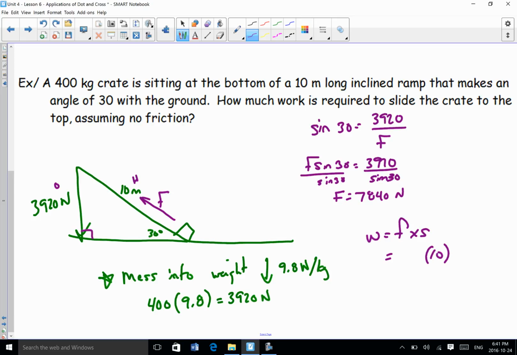How much work do I have to do? My work is going to be my force, 7840, times the displacement, 10 meters. So I need to use 78,400 joules of work. And that's some sort of simple applications, the idea of force. And those really are dot product ideas, even though we're not using the dot product. We're using the idea of multiplying two vectors together.